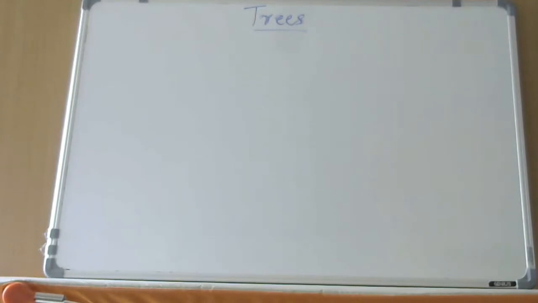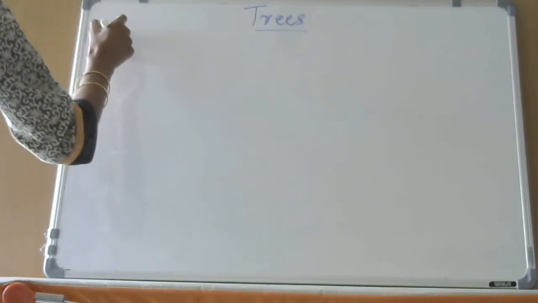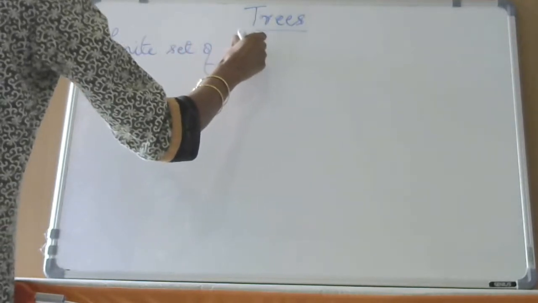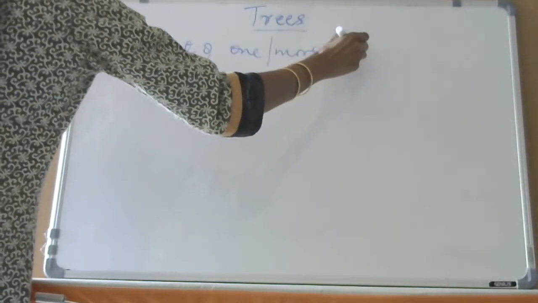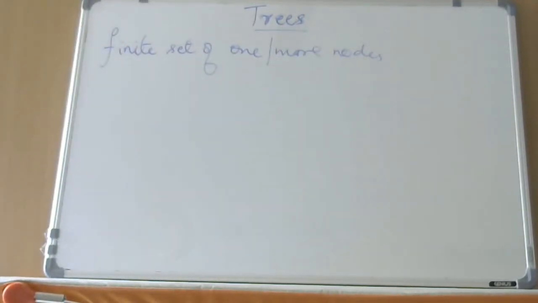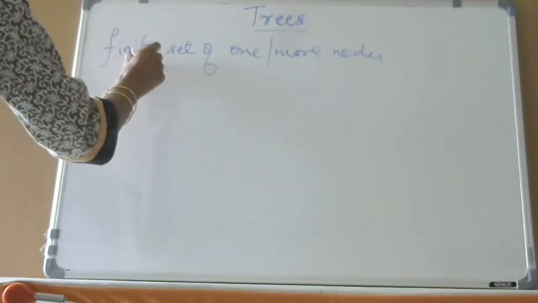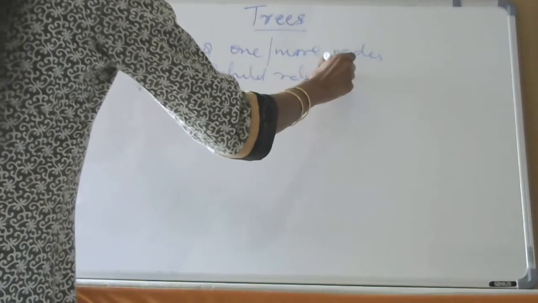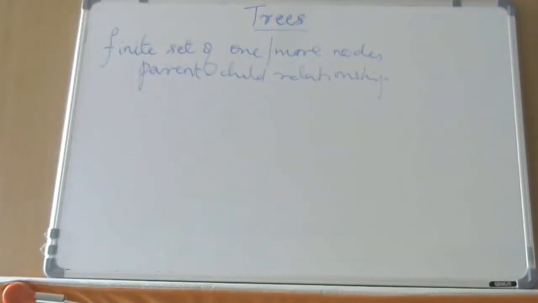What is a tree? I think all of you would have learnt this in your BCA or graduation data structures, and you would definitely have come across trees, because there is no data structure without trees. So what is a tree? How can we define a tree? A tree is a finite set of one or more nodes that always shows a kind of parent-child relationship, or we can say it shows a hierarchy.